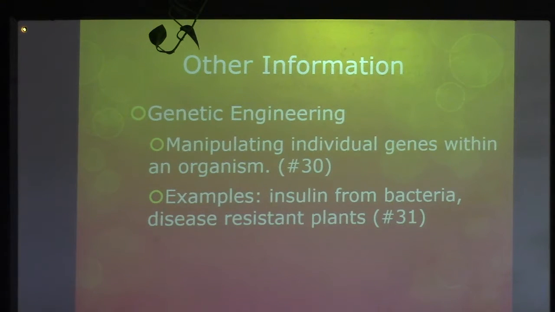Examples are insulin from bacteria. In fact, to get insulin, which is needed for people who have diabetes and it's a blood sugar level problem, we'll talk about it later, it used to be pretty expensive to get insulin because it was quite a process to get it. But because of genetic engineering, they were able to put a gene in bacteria that caused that bacteria to produce insulin. So now it can be made rather cheaply.